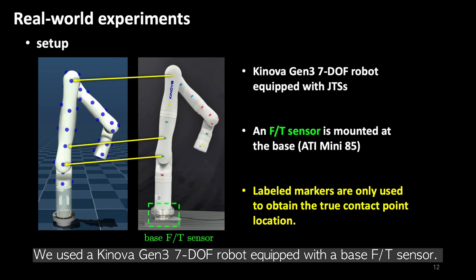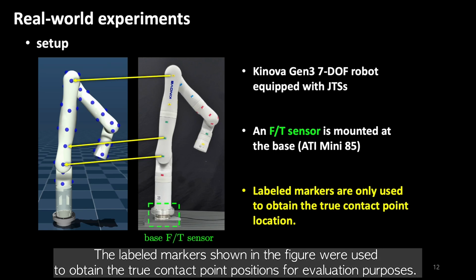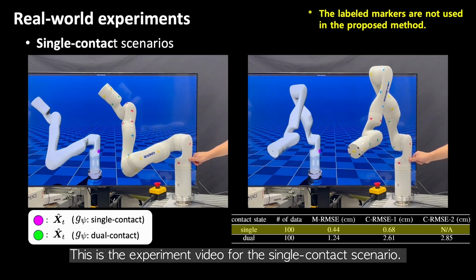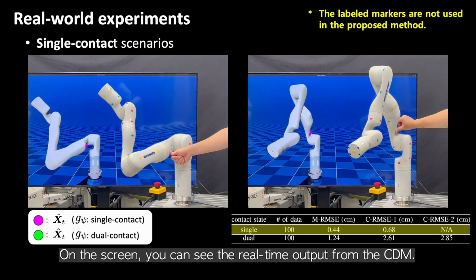We used a Kinova Gen3 7-DOF robot equipped with a base FT sensor. The labeled markers shown in the figure were used to obtain the true contact point positions for evaluation purposes. Note that CDM does not rely on these markers. This is the experiment video for the single contact scenario. On the screen you can see the real-time output from the CDM.